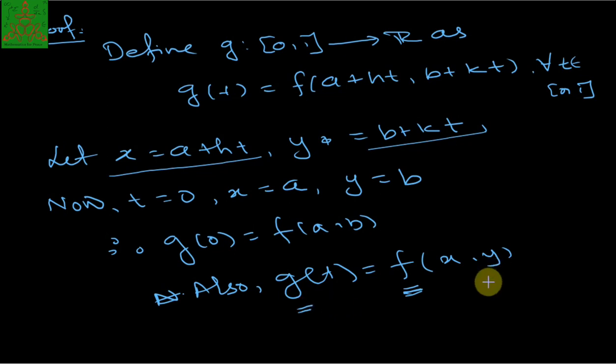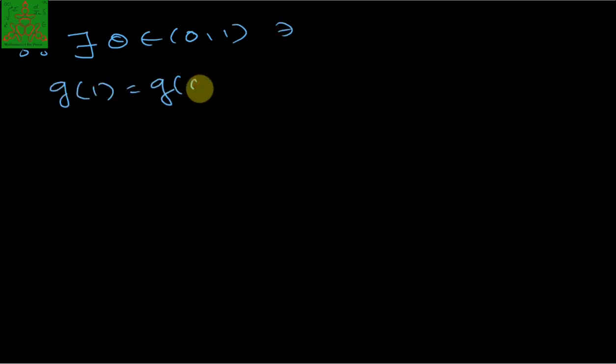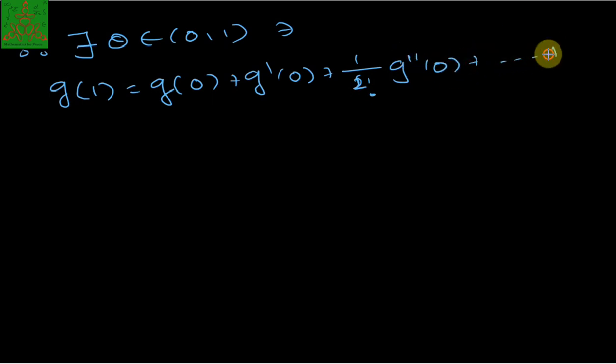Therefore this g is also an n-times differentiable function, and all its nth order derivatives exist. That means this g satisfies all the conditions of Maclaurin's theorem, and hence we can write, by Maclaurin series, that there exists theta belonging to the open interval (0, 1) such that g(1) = g(0) + g'(0) + (1/2!) g''(0) and so on.